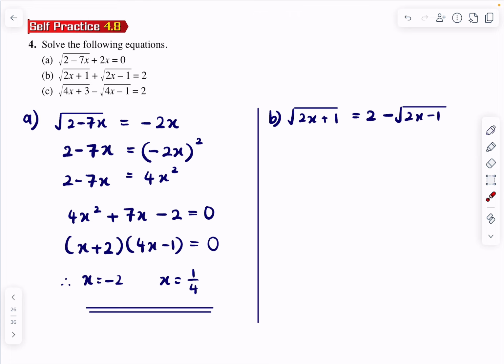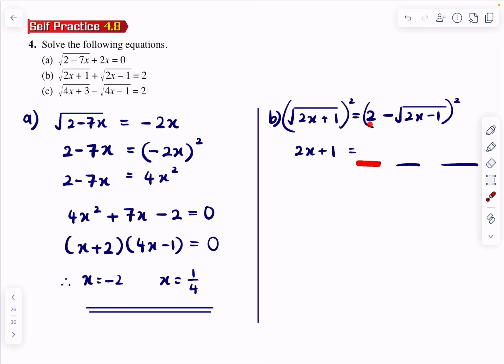Right. So now no choice, we have to square both sides to get rid of the surd. So when you square this, you have to square this as well. Right. So when you square this, square root and square cancel off. So we get 2x plus 1. This one, since we got 2 terms, if you square this, you're going to get 3 terms.